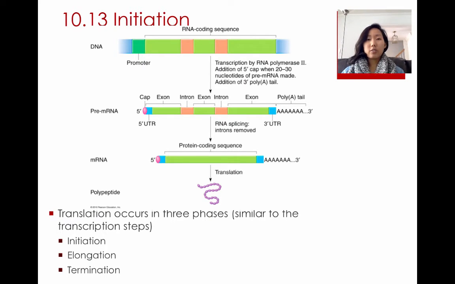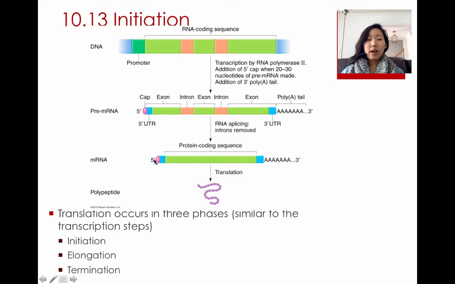When we finish transcription in the nucleus, we have the DNA that's transcribed into mRNA. And remember, there's three modifications that occur. We add on the 5' cap, we add on the poly A tail, and both of these are to protect the mRNA and help the mRNA to be recognized by the ribosome. And then we also remove these introns. And the introns are just sequences of DNA that don't actually contribute to the protein that you want to express.